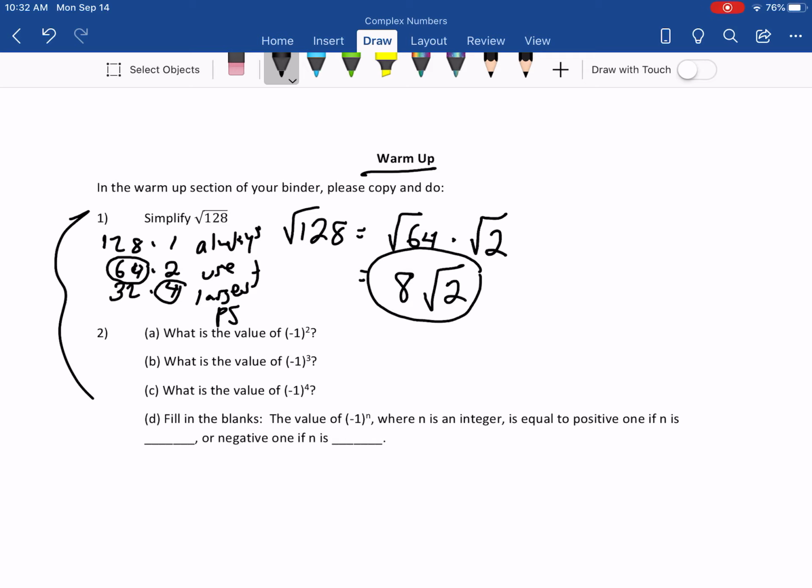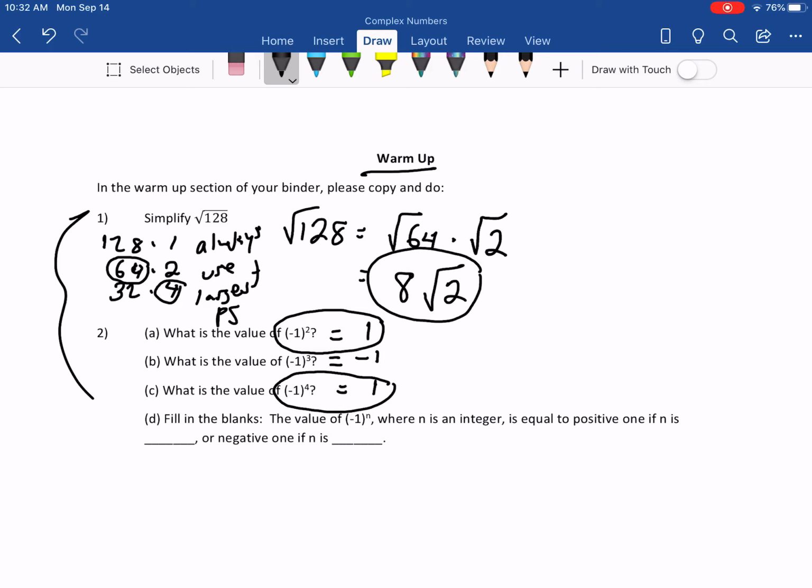Number 2, part A, what is the value of negative 1 squared? That's positive 1. Negative 1 cubed, that's negative 1. Negative 1 to the 4th, positive 1. Okay, for part D, and this is the important part that we're going to need later in the lesson, fill in the blank. The value of negative 1 to the n, where n is an integer, is equal to positive 1. So we got it equal to positive 1 here and here.